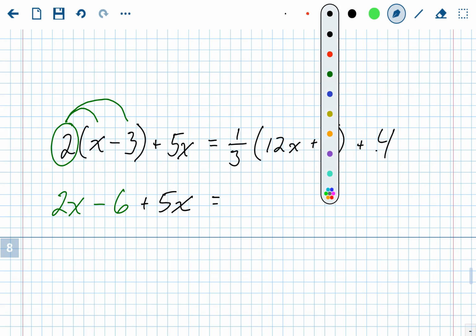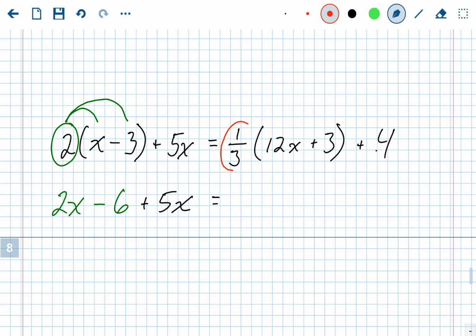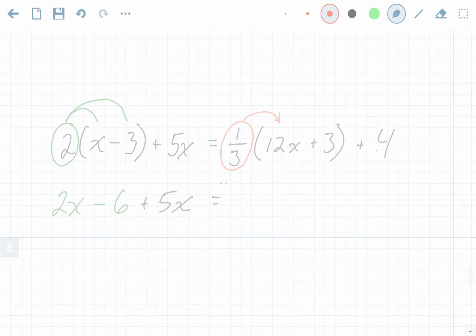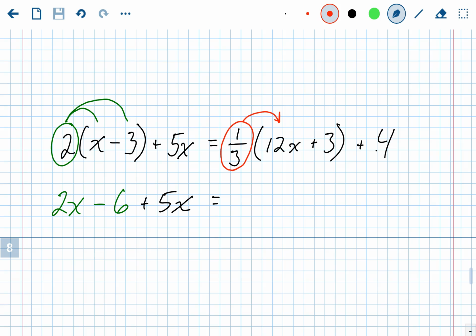All right, on the right side. Now you could keep working on the left side, but I like to go left to right and then just step line by line. On the right side, you have a 1/3. Okay, you're going to distribute that. When you're multiplying fractions by whole numbers, you only multiply the top. So you're going to multiply the top of the fraction by the number you're multiplying by. So 1/3 times 12x is 1/3 times 12. So 1 times 12 is 12. The denominator stays the same.